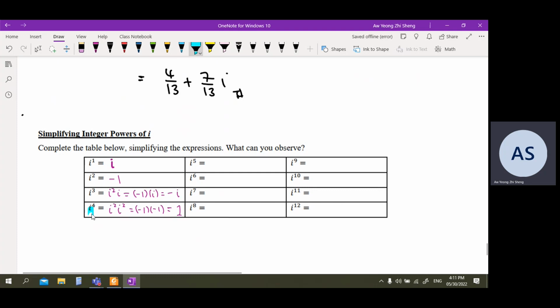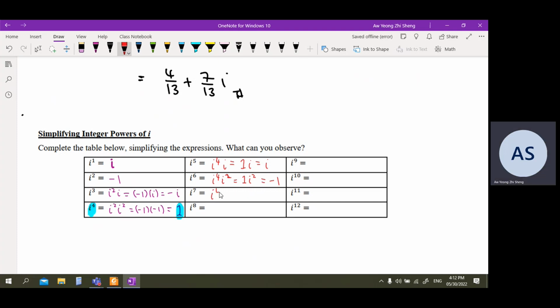So i power 4 being +1 is a very important and useful result that you need to notice. That means i power 5 can be easily simplified by writing it as i power 4 times i, where I know i power 4 is 1, so it's simply 1i, which is just i. i power 6 is i power 4 times i power 2, where i power 4 is 1, and i power 2, I know from the first column of this table, is -1.